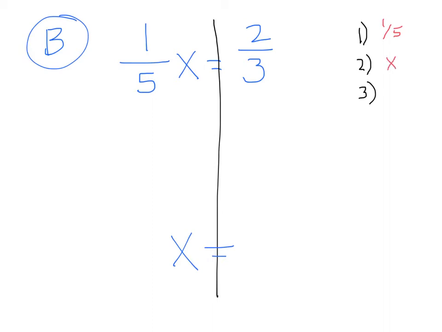And the opposite of multiplication is division. So we're going to divide both sides by 1/5. So here we go. Divide by 1/5.